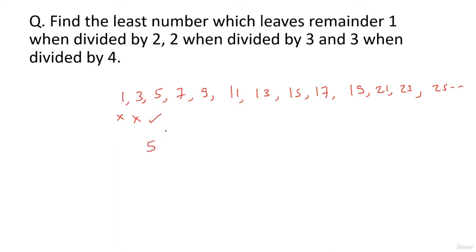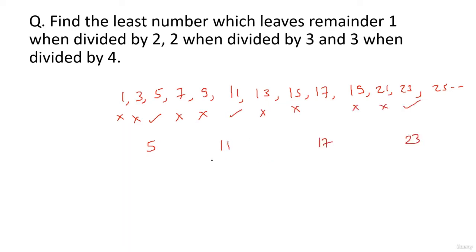Same with 7. If you divide 7 by 3, the remainder is 1. Not required. If you divide 9 by 3, the remainder is 0. Multiple of 3, not required. If you divide 11 by 3, the remainder is 2. 3 threes are 9, 2 is left over. So this is what we'll be interested in, 11.